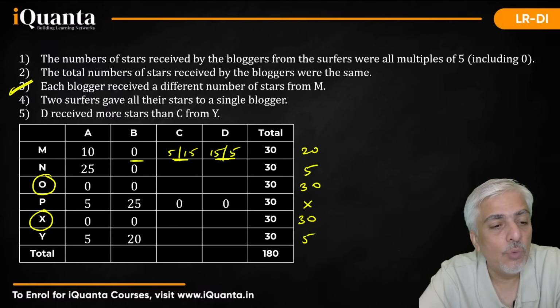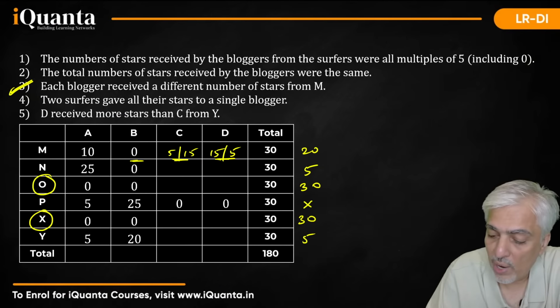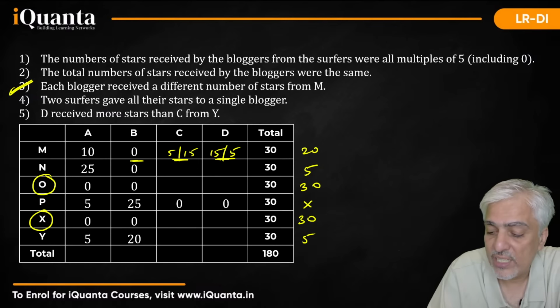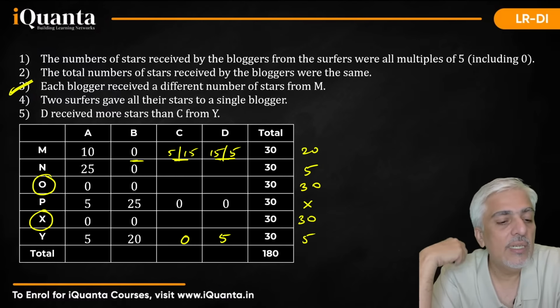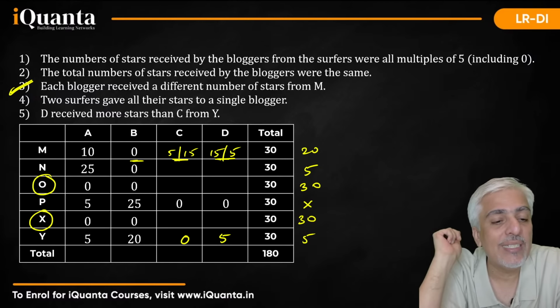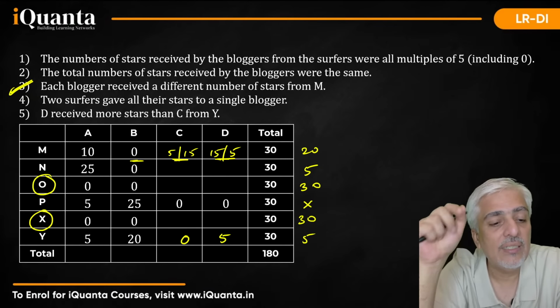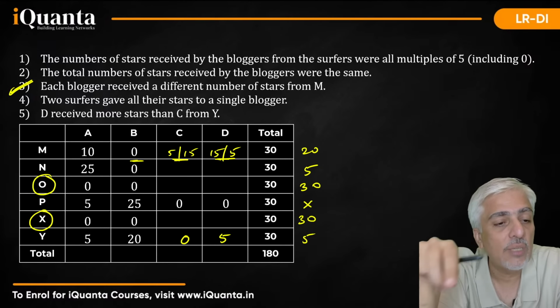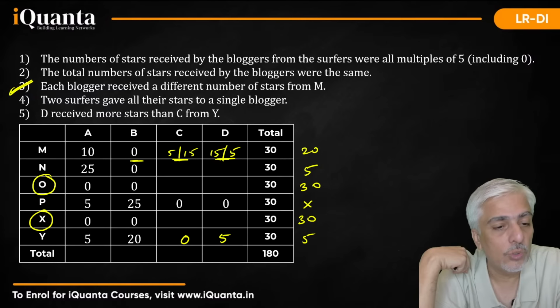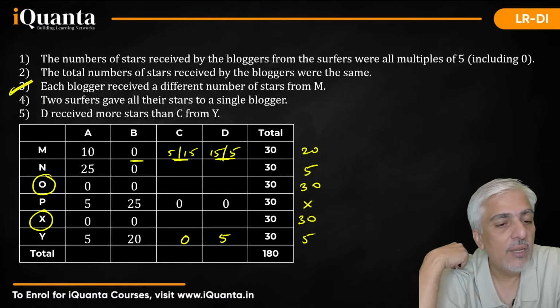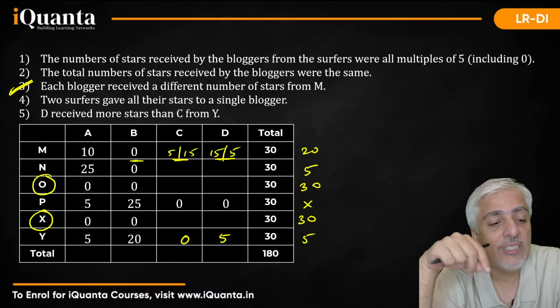D received more stars than C from Y. So from Y is only 5, 5. So D has to receive more. So 5, 0. D received more. Data is more or less done. And you might say, oh, sir, we are stuck. But if you start thinking now, this was the main part where you now have to start figuring out who will get more. Okay.